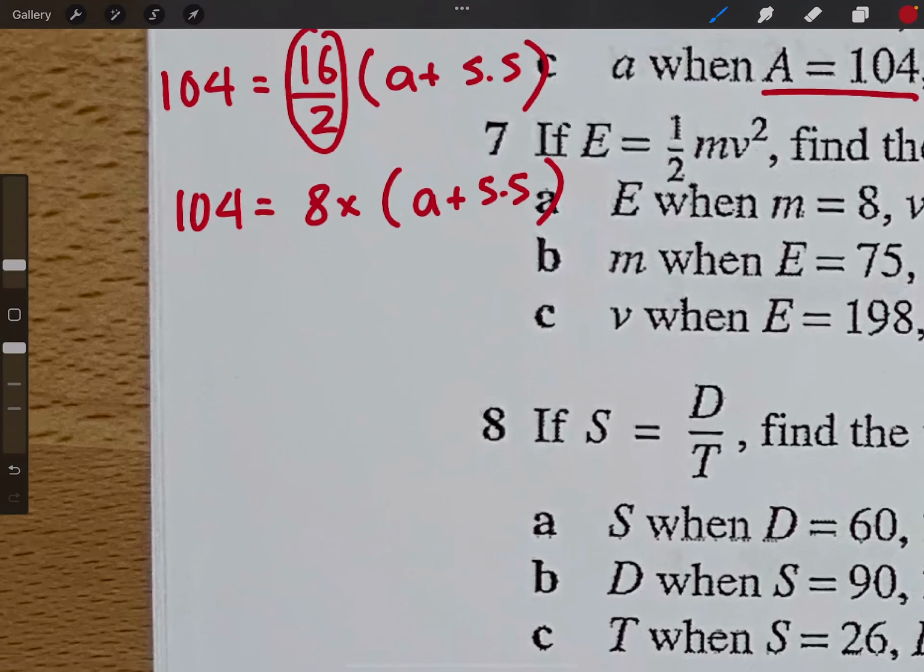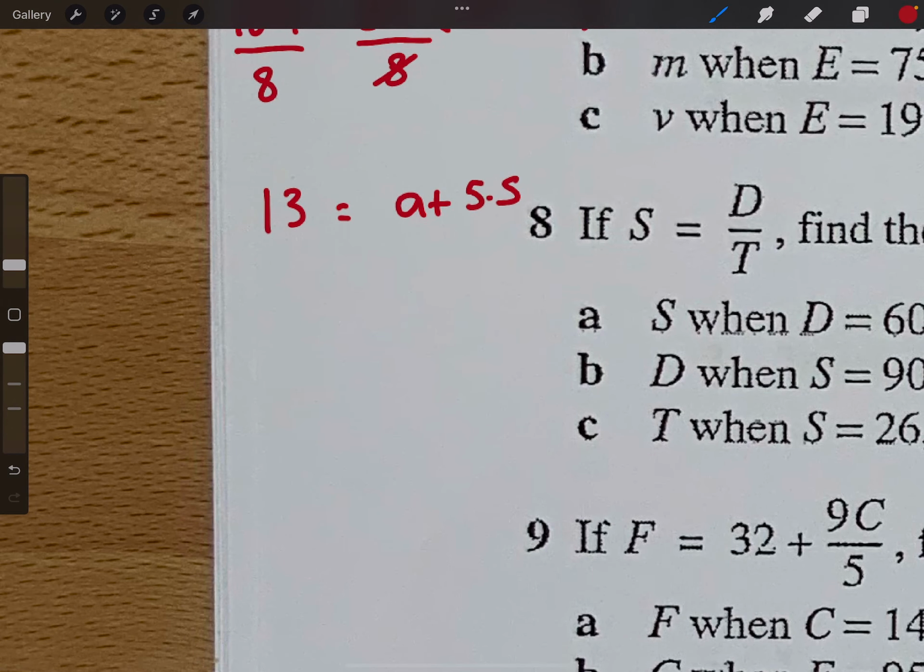Now we're going to use the backtracking strategy. The last thing that occurred was the multiply by 8, so I'm going to divide both sides by 8. So this will cancel out, and 104 divided by 8 will be 13, sorry. And that's going to be equal to a plus 5.5. So we're going to minus 5.5 from both sides. And you're going to get 13 minus 5.5, which will give me 6.5 is equal to a.